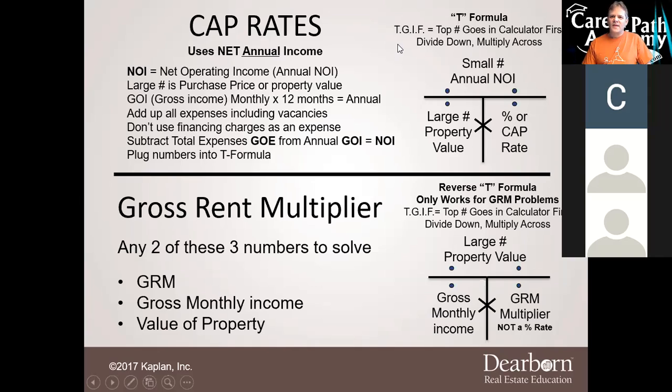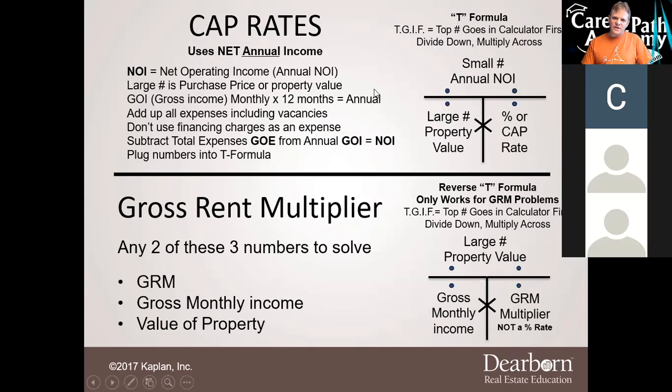All right. So you divide down and multiply across, but remember TGIF, the top number goes in the calculator first, not the bottom number. Just trying to teach you this formula. It makes the math so much easier.